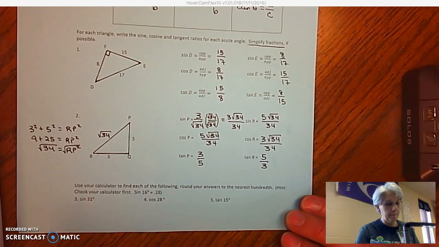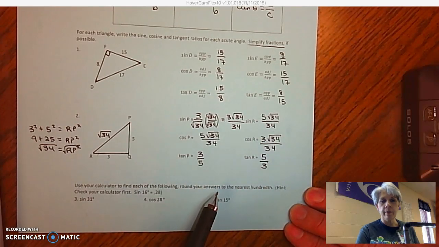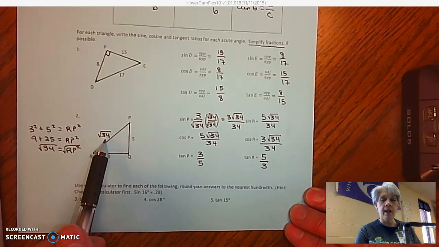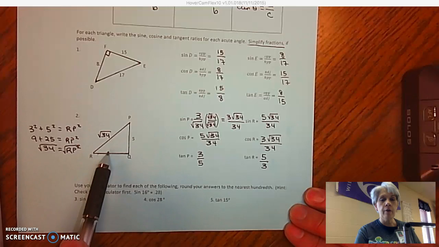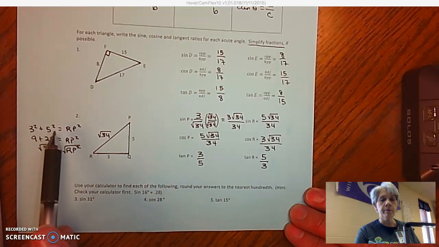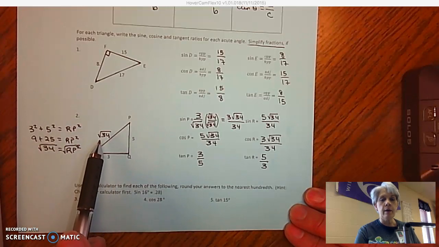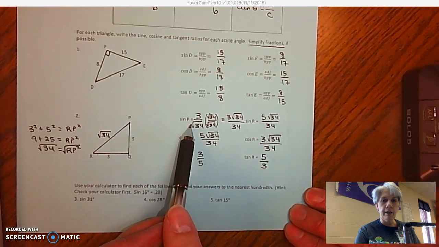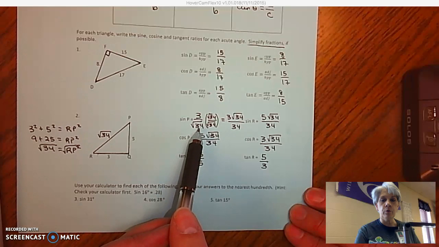Welcome back. Hopefully you have the same answers that I got. Did you notice here that we actually had to calculate the length of the hypotenuse? Of course, knowing the two sides, we can use the Pythagorean theorem, and we ended up with the square root of 34. Okay. I'll just point out here on P, where we have the radical 34 on the bottom.